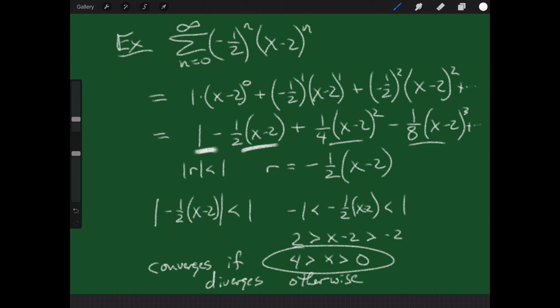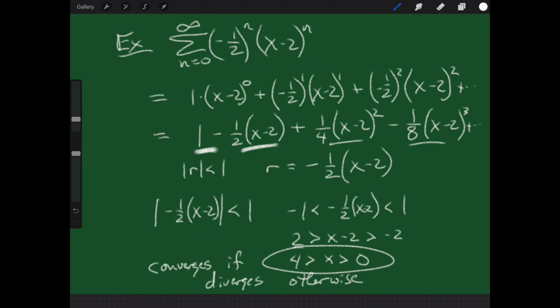Okay, so if x isn't in that little range, it diverges. If it is in that little open interval, then it converges. Now, this is the type of problem we're getting into. We're trying to figure out, where do these power series converge? And where do they diverge?